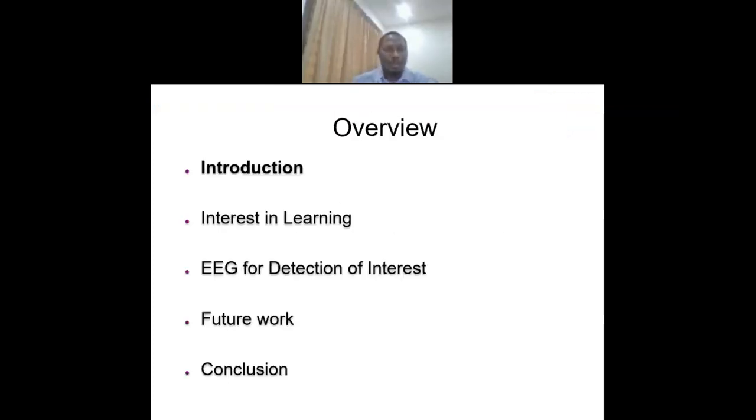This is the overview. After the introduction, I will be talking about what interest in learning is, and what EEG, the electroencephalogram, is for detection of interest. This is where I will present the work that we have been doing. Then, what are the possible ways for the future, ways of improving or trying different approaches to the work we have done? And then I will conclude this presentation.